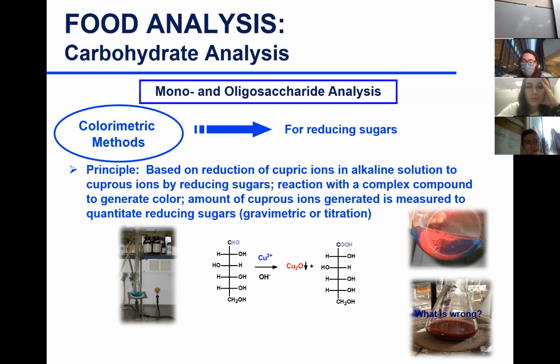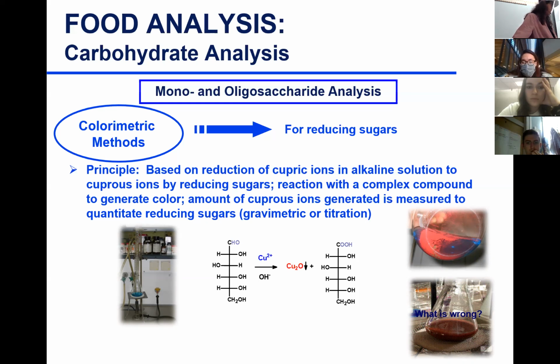Well, actually, a lot of reduction happened. When reduction happened, you get the cuprous oxide. So a lot of reduction happened. So think the other direction, Coleman. The other direction. You're right on with talking about reduction here. Other organic compounds, other reducing compounds might be present.